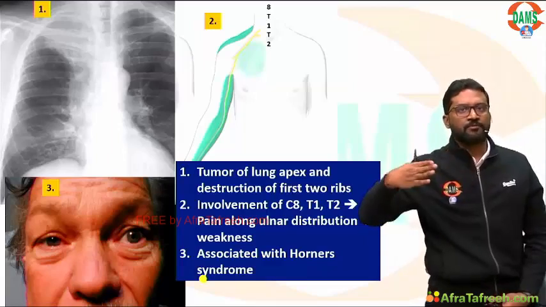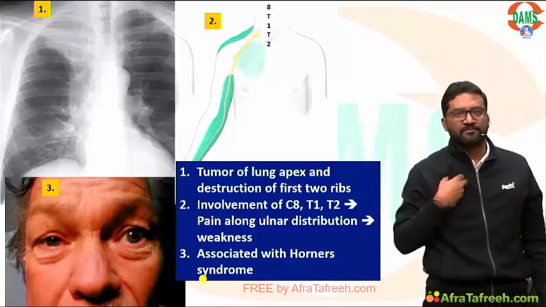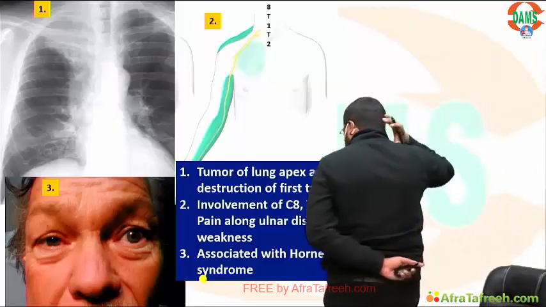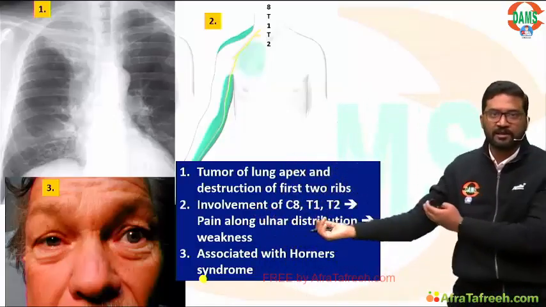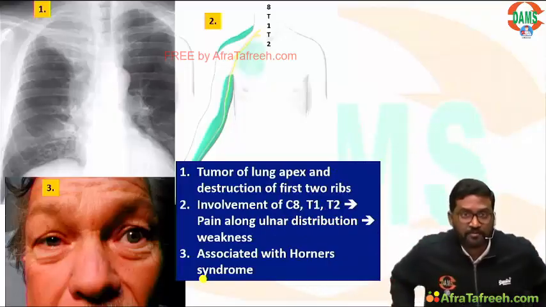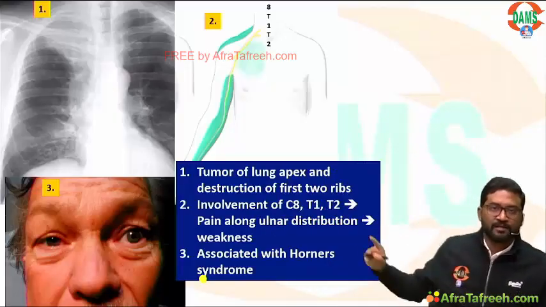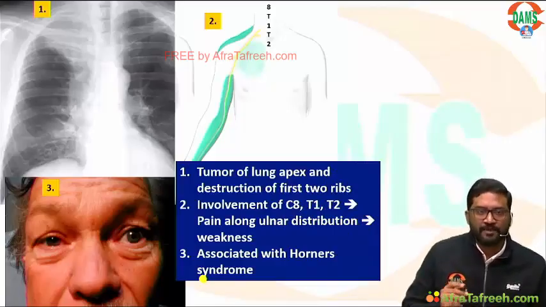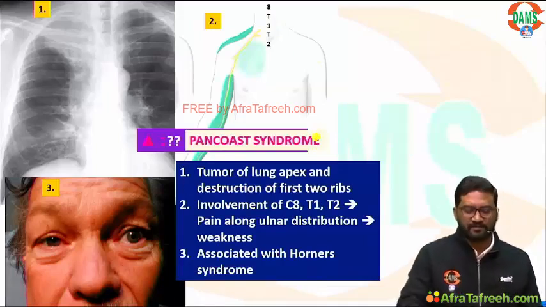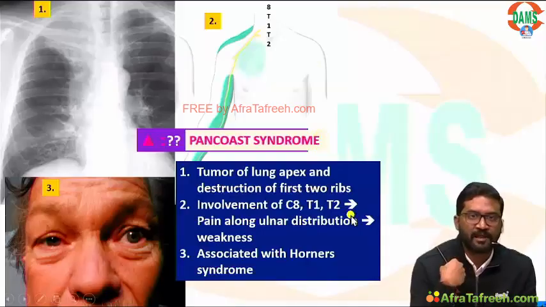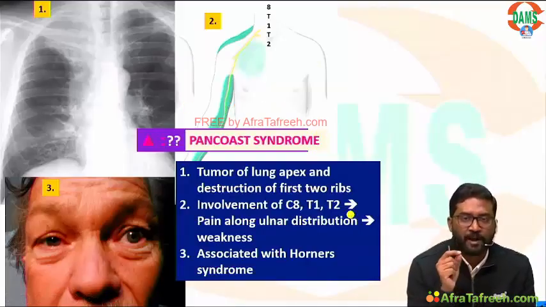It can extend outward and damage the first two ribs, resulting in destruction of the first two ribs. It can also extend posteriorly, to C8, T1, T2, and result in pain initially, later weakness in the ulnar distribution. A tumor in the lung apex called a Pancoast tumor can cause all these manifestations. These manifestations put together have been given a special name. What is that special name? Pancoast syndrome. Once again, existence of a tumor in the lung apex is called a Pancoast tumor, and all the manifestations put together are called Pancoast syndrome.